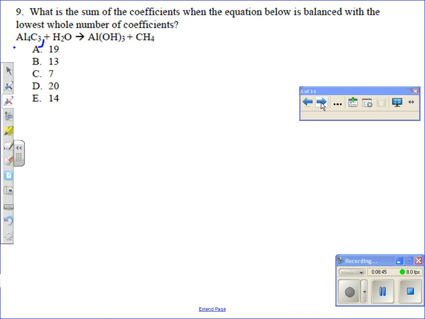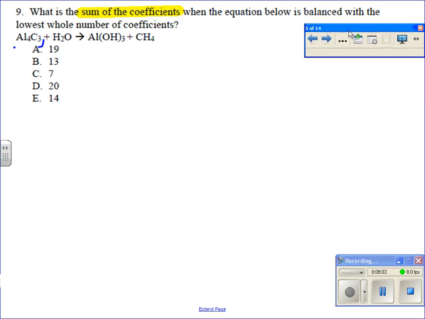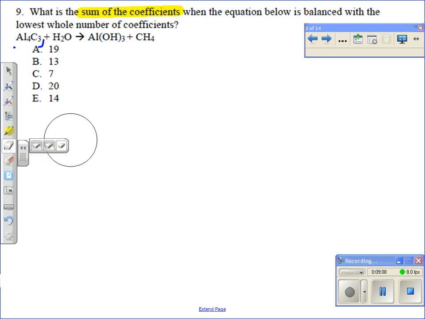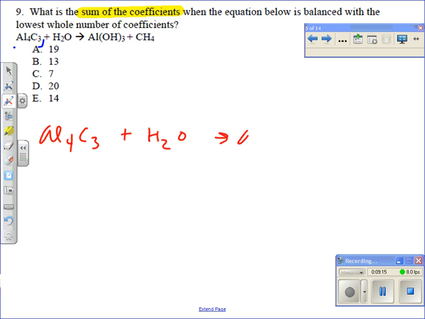Key thing, a lot of people got this one wrong, is make sure you're reading problems in AP Chem correctly. Sum of the coefficients. So you have to add all the coefficients together when you go to balance this equation. When you go to balance chemical equations, remember the rules are we balance all the elements first, then H, then O. It makes balancing very simple to do. So if you look right here, I'm going to go eraser, and then Al4C3 plus H2O, arrow Al(OH)3 plus CH4.